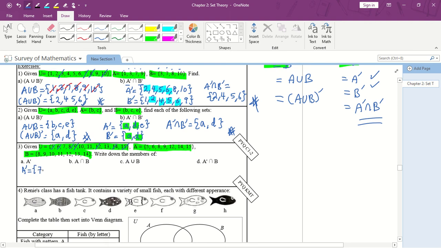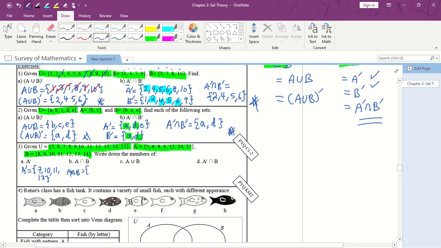And we can write A prime is equal to 7, 10, 11, 13, and that's all. Done. And the second question: find A intersect B. So, what is common in A and B?